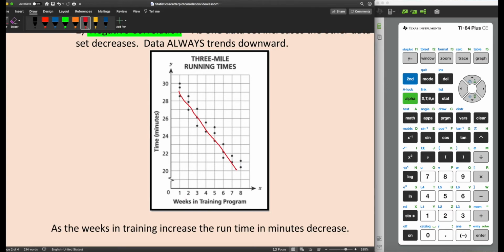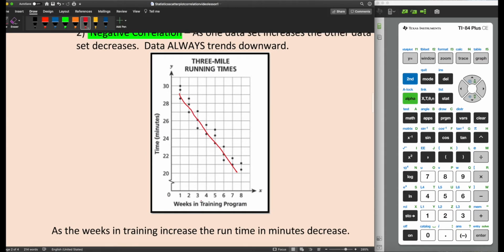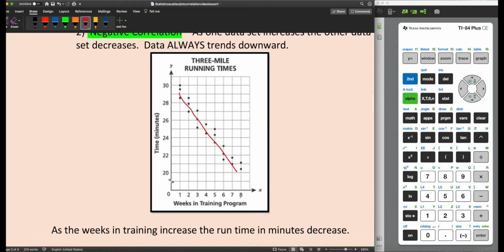So basically we're talking about 3-mile running times. How long does it take to run 3 miles? On your x-axis, you're looking at the weeks you have been training: training for 1 week, training for 4 weeks, training for 8 weeks.